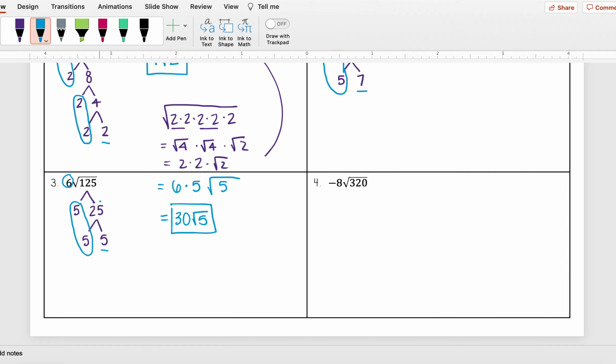So you could have actually stopped here. You could have recognized that 25 was a perfect square. And so you could have recognized that 6 square root of 125 is equal to 6 times square root of 25 times 5. And then you would have ended up with the same answer.